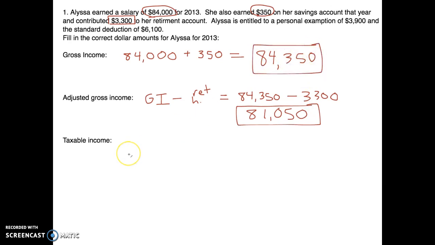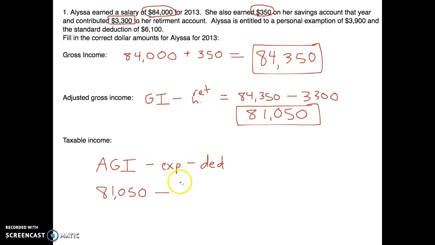Okay, the taxable income. On this one, we're going to take the adjusted gross income and then we're going to subtract out any exemptions and subtract out any deductions. So on this one, we would take the 81,050, what we calculated on the second part. And then we're going to subtract out her personal exemption.